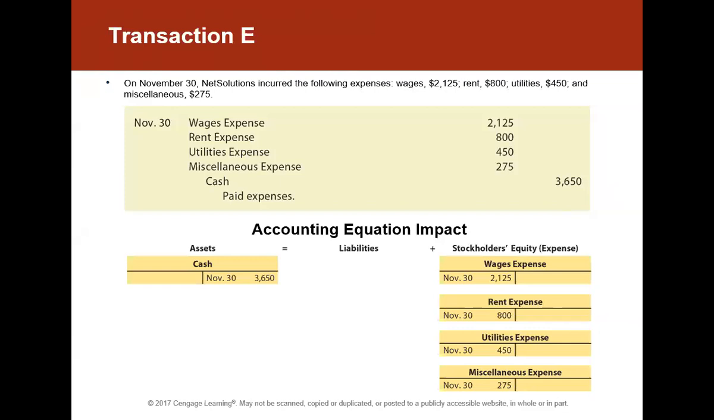So here we have 4 debits and 1 credit. Again, the big thing to look at is all of our debits are listed first and then our credit. So we list all of our debit accounts and then our credit.